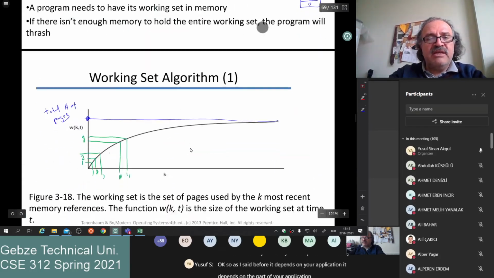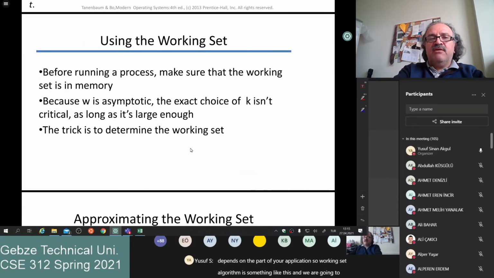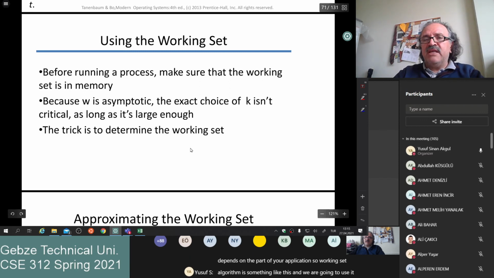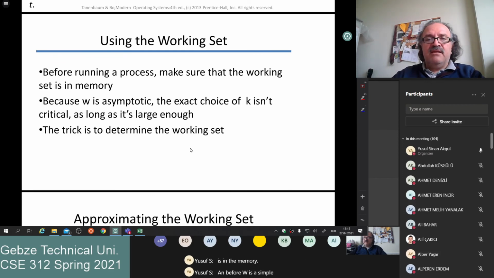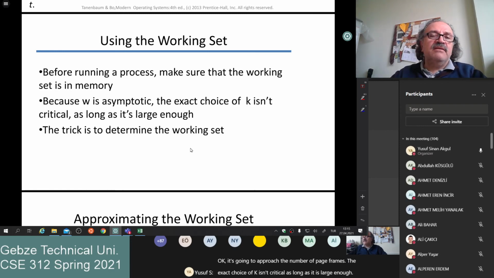So the working set algorithm is something like this, and we are going to use it. Before running a process, make sure that the working set is in the memory. And W is asymptotic, it's going to approach the number of page frames. The exact choice of k isn't critical as long as it is large enough. As long as k is large enough, we should be fine.